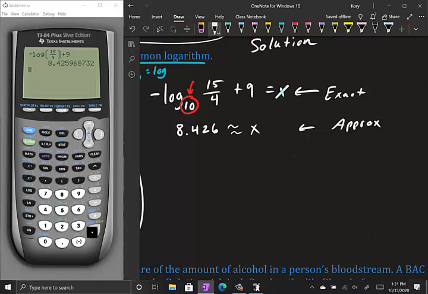If you have an older calculator, I'll show you another way. So negative log 15 divided by 4, enter, and then you add 9.